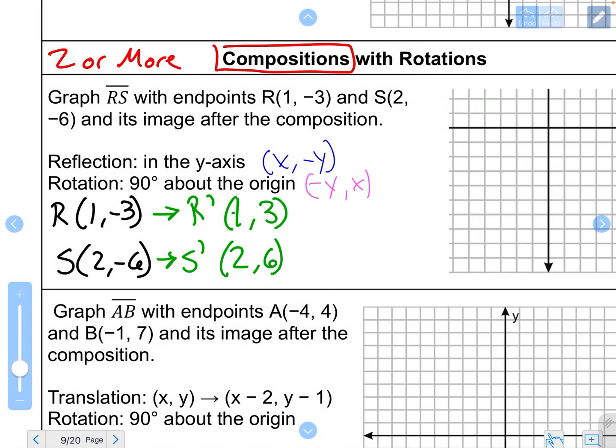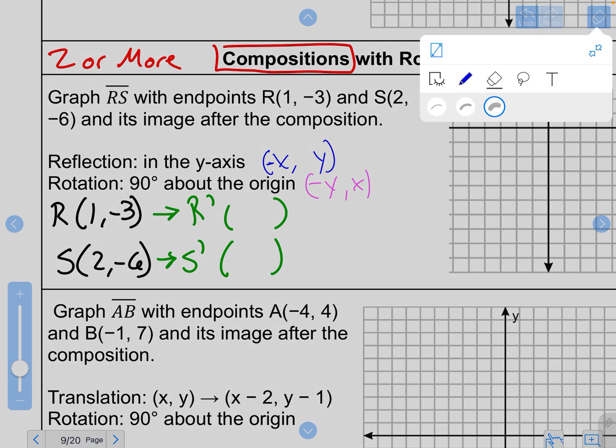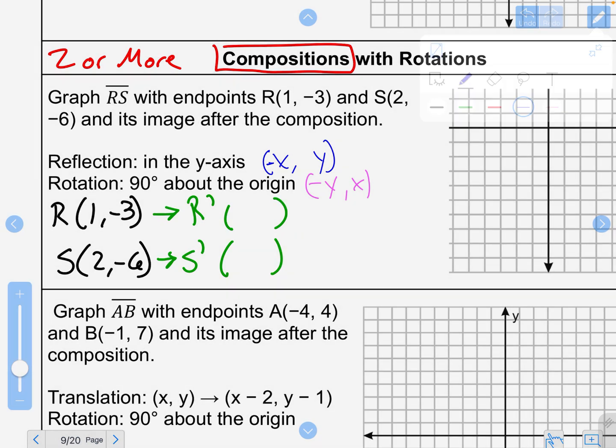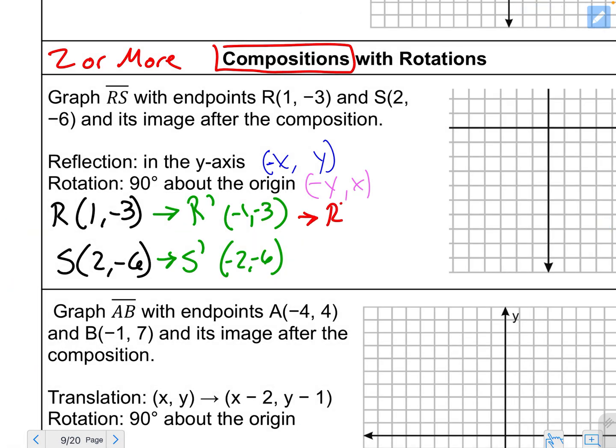I'm going really fast today. It should be negative x. I thought something went wrong. So all of these are going to be different. And that's the hardest part about this, is just making sure you have the right rule and doing the right thing. So it should be (-1, -3) and (-2, -6). And so then we've got r double prime and s double prime.